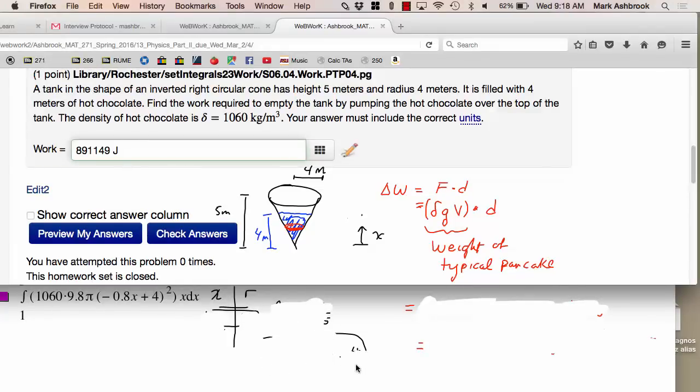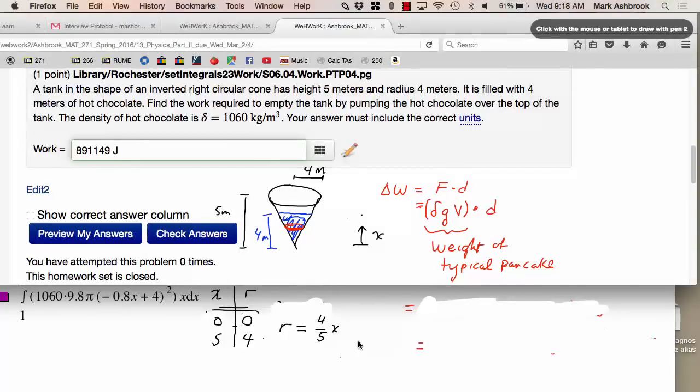So when x is 0, radius is 0. Okay? When x is 5, radius is 4. So this is easier, basically you just have r equals 4/5 x. You got an easier time with this frame of reference because you're basically putting your line through the origin, x equals 0, r equals 0. You have a very simple relationship that r is always 4/5 of x.